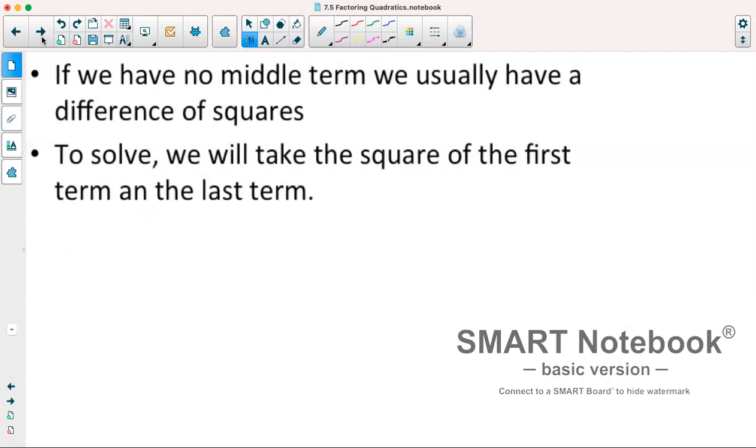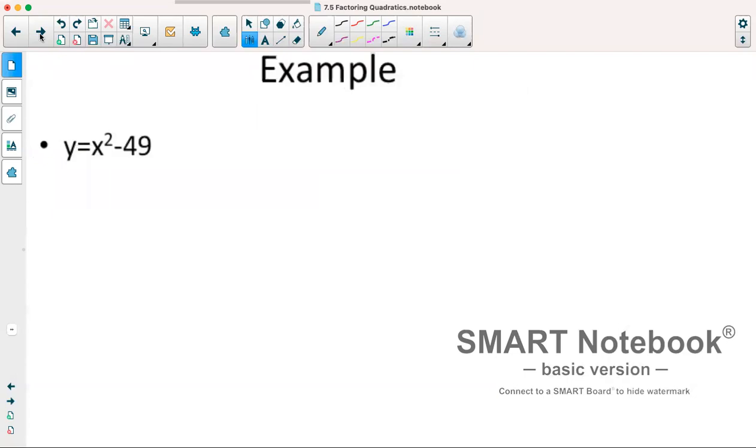If we have no middle term, we usually have a difference of squares. Now, not only do we need to not have a middle term, but our constant term needs to be negative. Now to solve, we'll take the square root of the first term and the last term. So we've got y is equal to x squared minus 49. So you can see we don't have our middle term. We don't have our bx term.